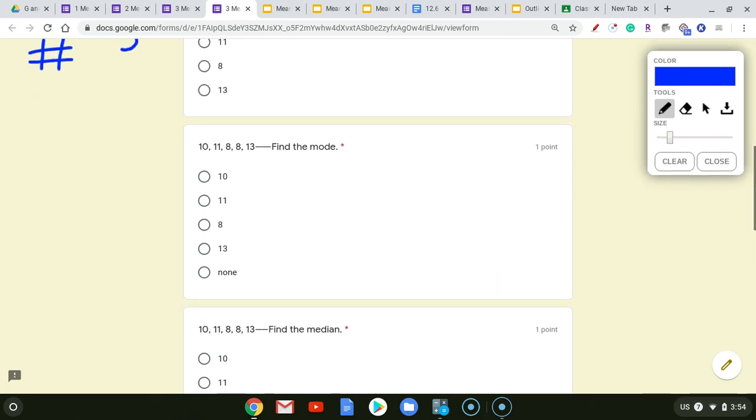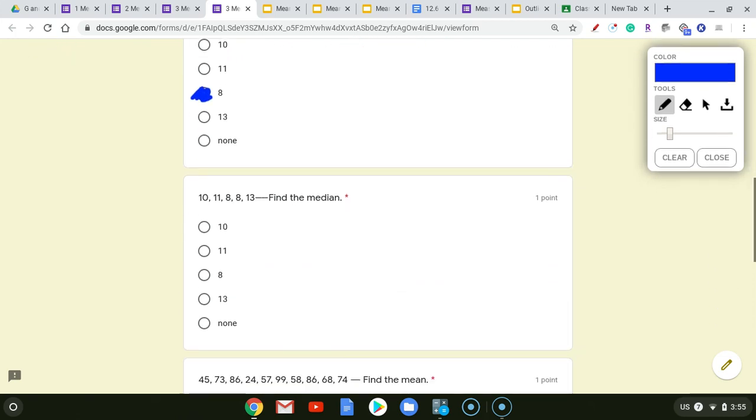The next one says find the mode. Hey, look, the mode is the one that you see the most. What do I see more than any number? I see 8. Awesome.